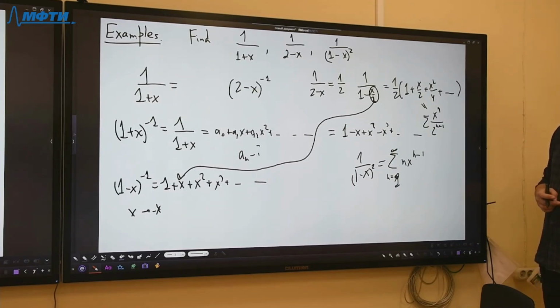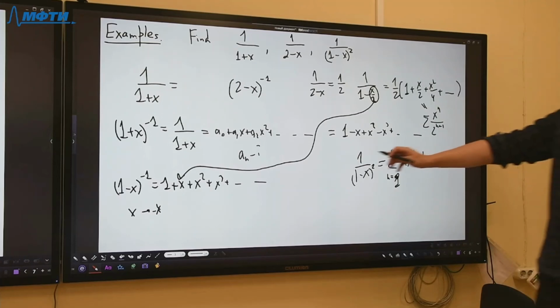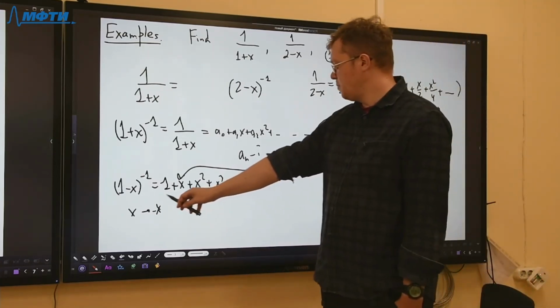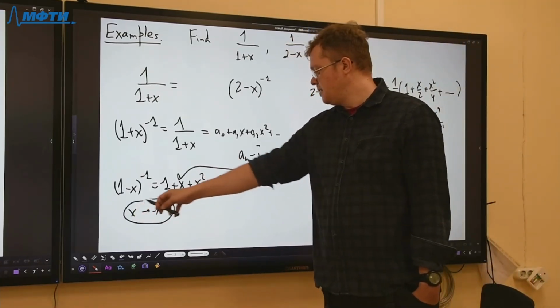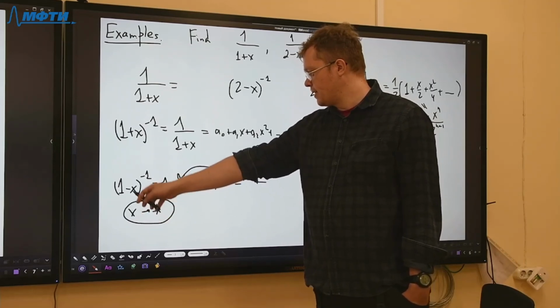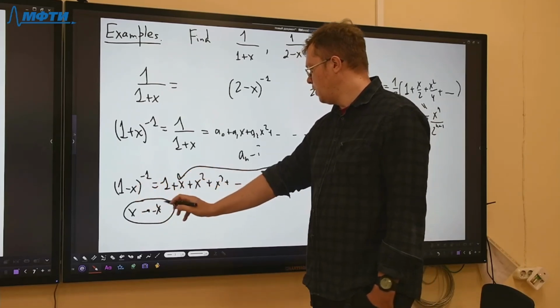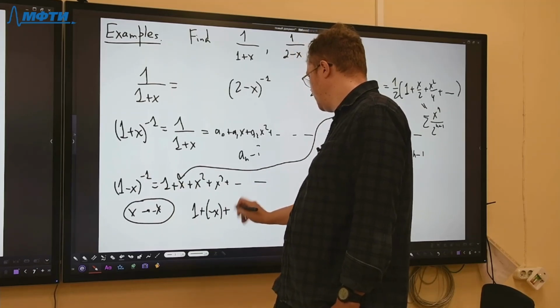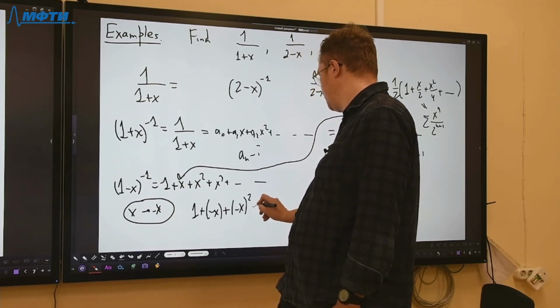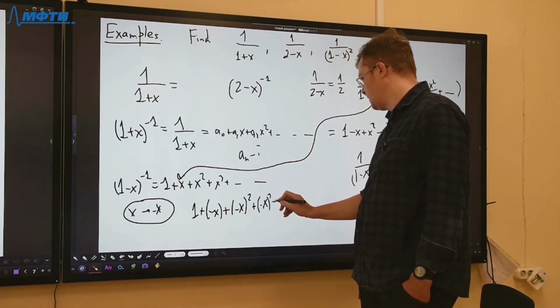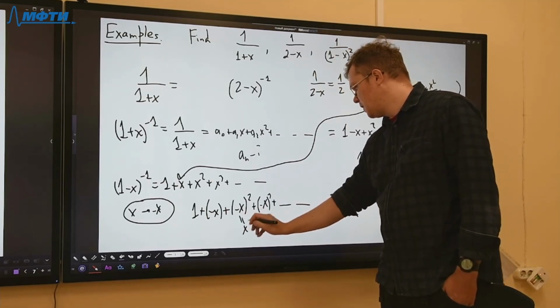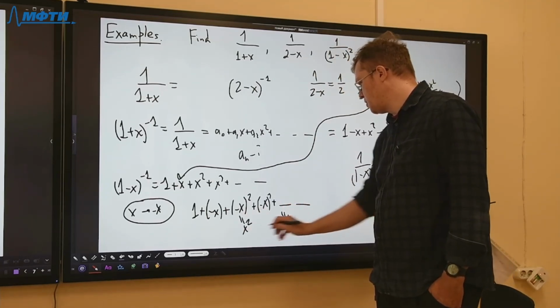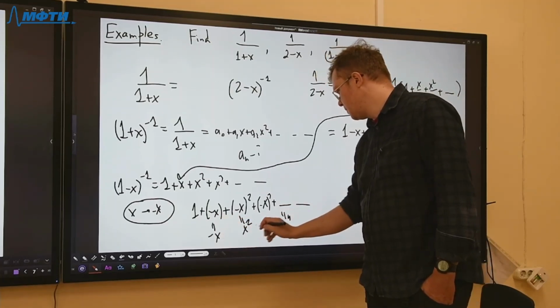Okay, someone doesn't understand. Okay, the first one, I just changed the x. I put minus x instead of x here. So all I need to do is just calculate it, and all the even powers will be positive and all odd ones will be negative.